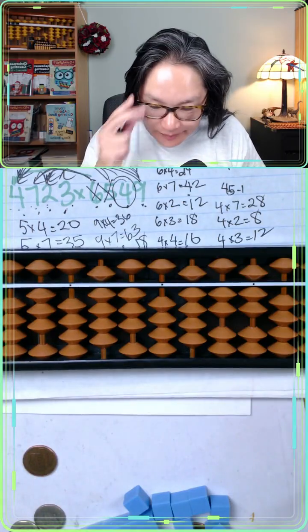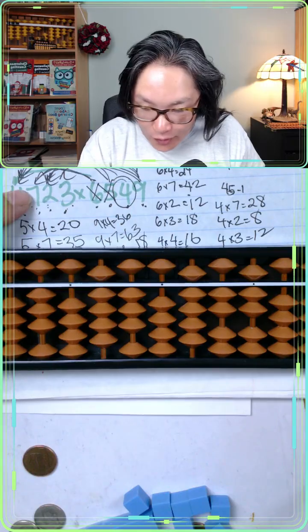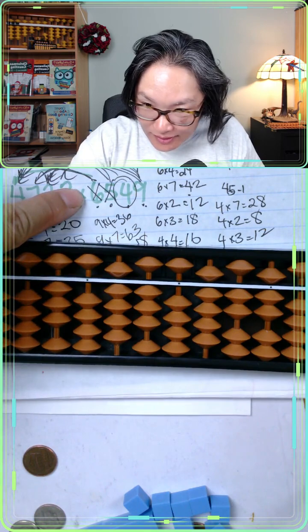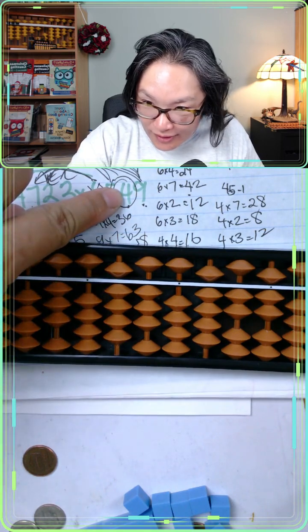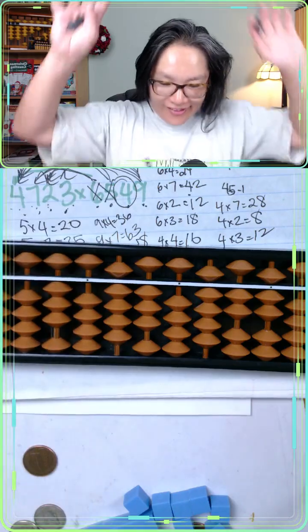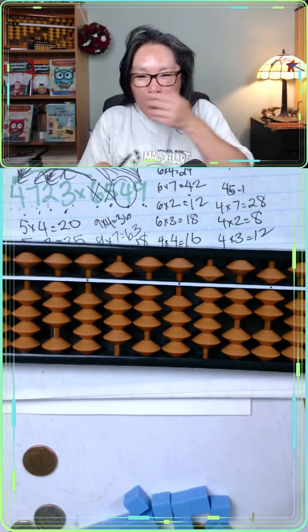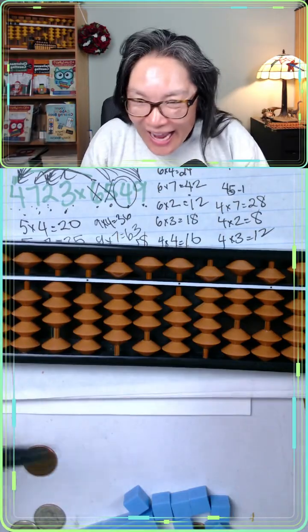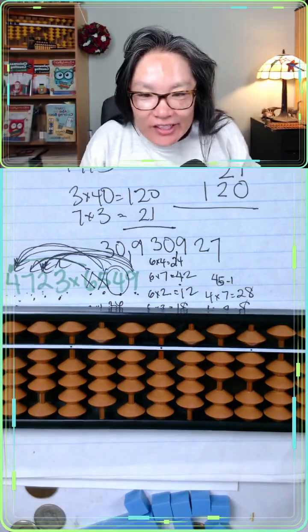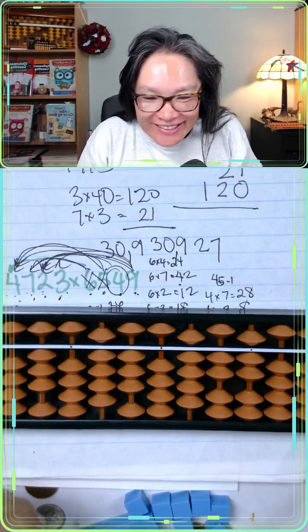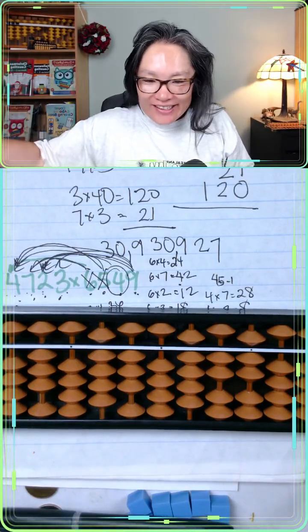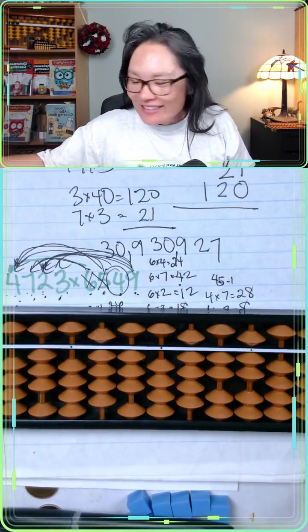Let's see. 4, 3, 2, times that by 6, 5, 4, 9. Oh yeah! I'm right! There you go, Paulo. Freestyling math.